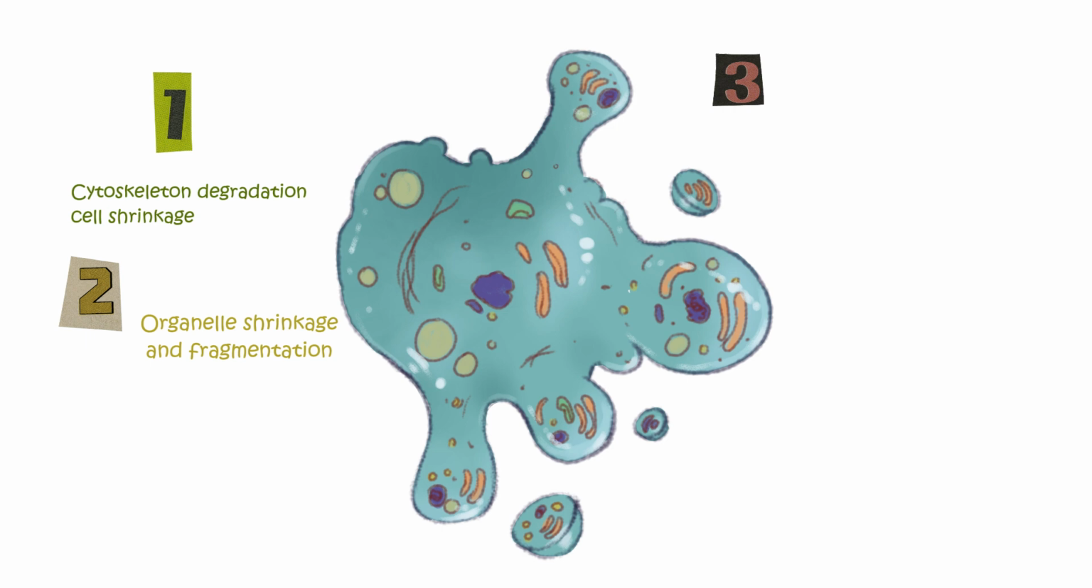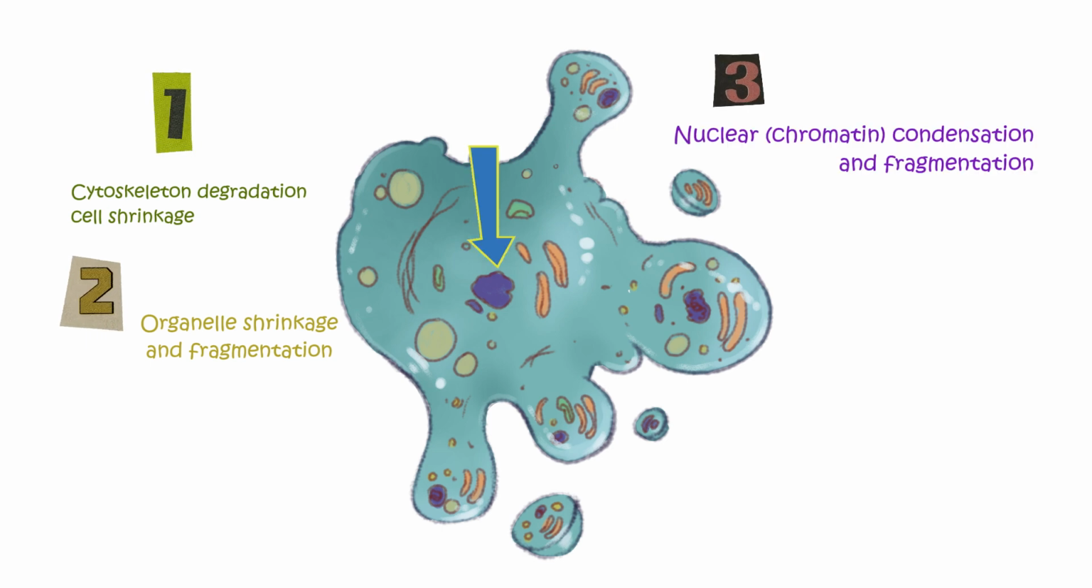The third step is the involvement of the nucleus. The nucleus also shrinks down. It actually condenses into a small dense blob of chromatin. And this chromatin is actually broken down into tiny fragments, just like the organelles, just like the cell.